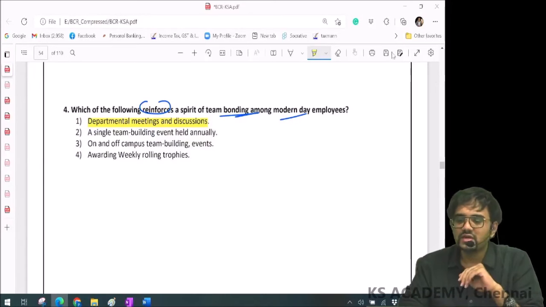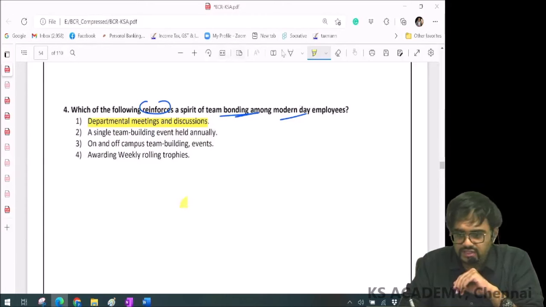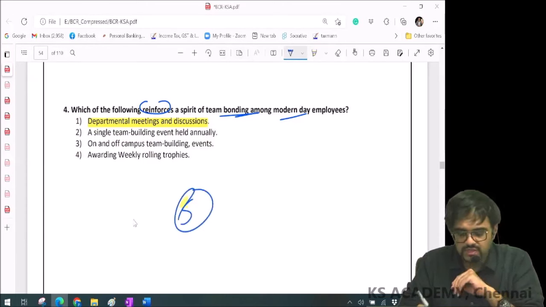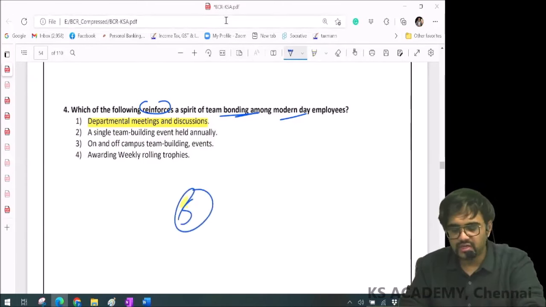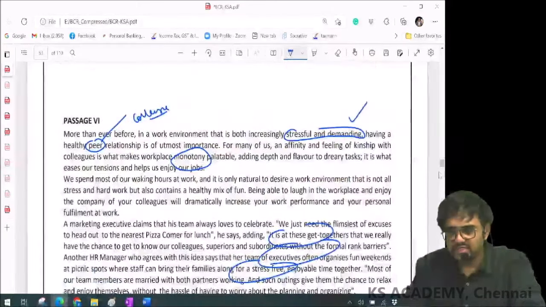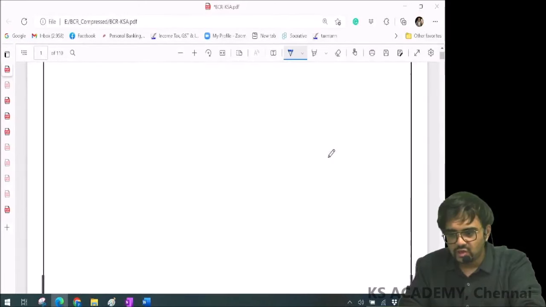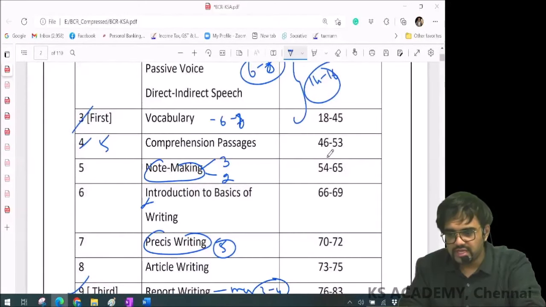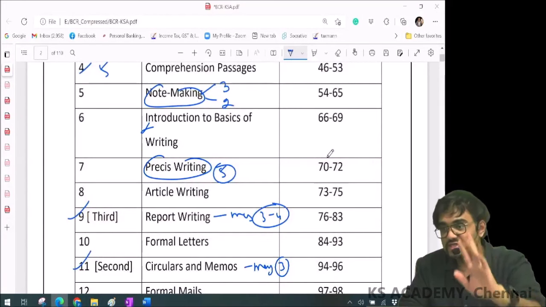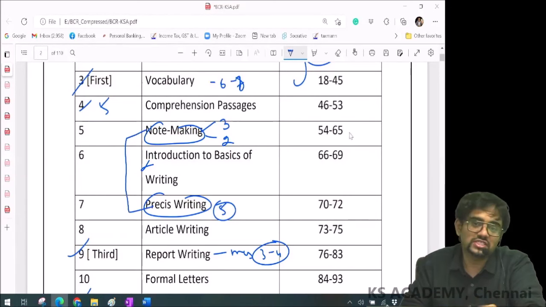So like that, 4 marks, 5 marks. 5 marks, a 100% question in passages, which becomes very, very simple. 100% they ask in the exam, right? So with this we finish the passage reading. Now, note making and precis writing require a little bit of concentration, so we'll do it tomorrow. These 2 parts, note making and precis writing, we'll do in the first session.